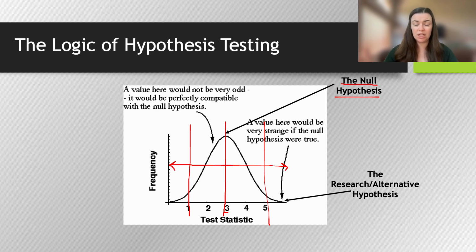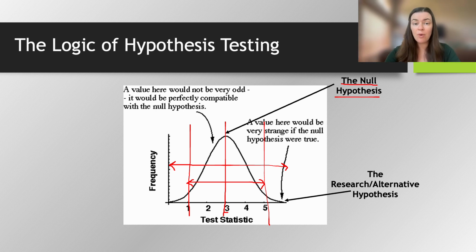It's going to depend on the problem and the distribution that we have. But again, just visually thinking through this idea of the normal distribution, our safety zone is going to be those areas clustered around our mean, median, and mode values of a normal distribution. So that's where our null hypothesis would remain true. Again, a value here would not be very odd, right? It would be perfectly compatible with our null hypothesis. If a population's mean is 4 and we get a value in our sample of 4.2, that's right on track.